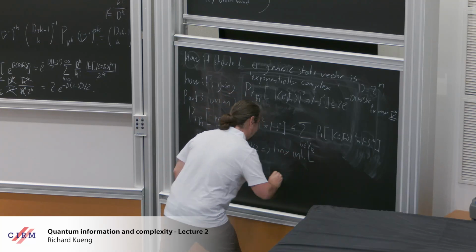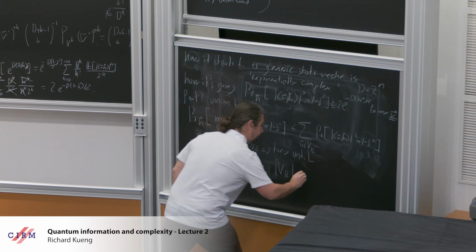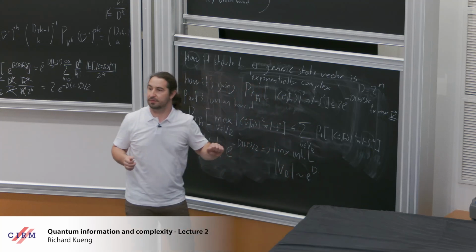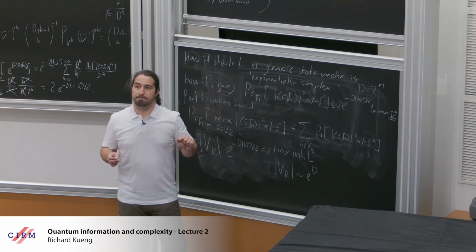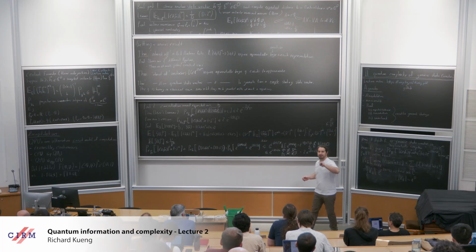until VR is itself of order e to the d. I'm simplifying a bit. I do it more carefully in the lecture notes. Okay? And now we're there, and we can use the second part of your argument.